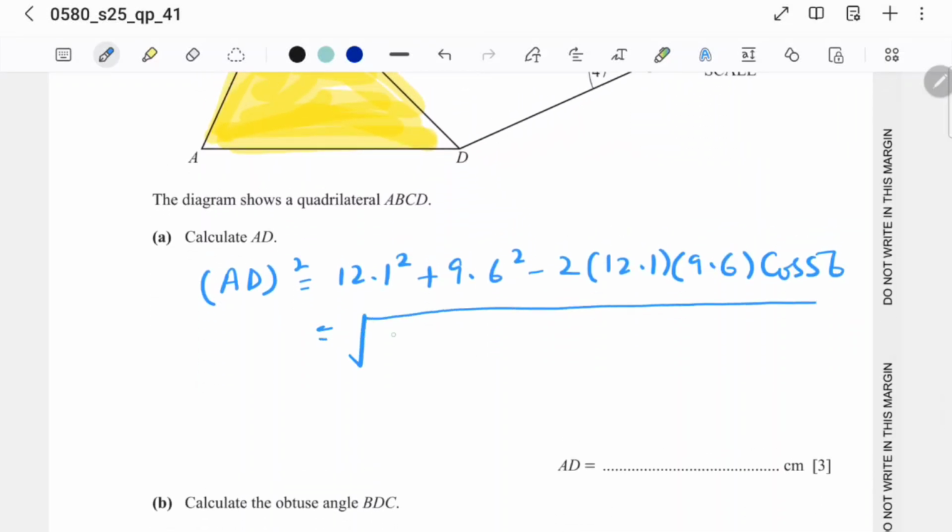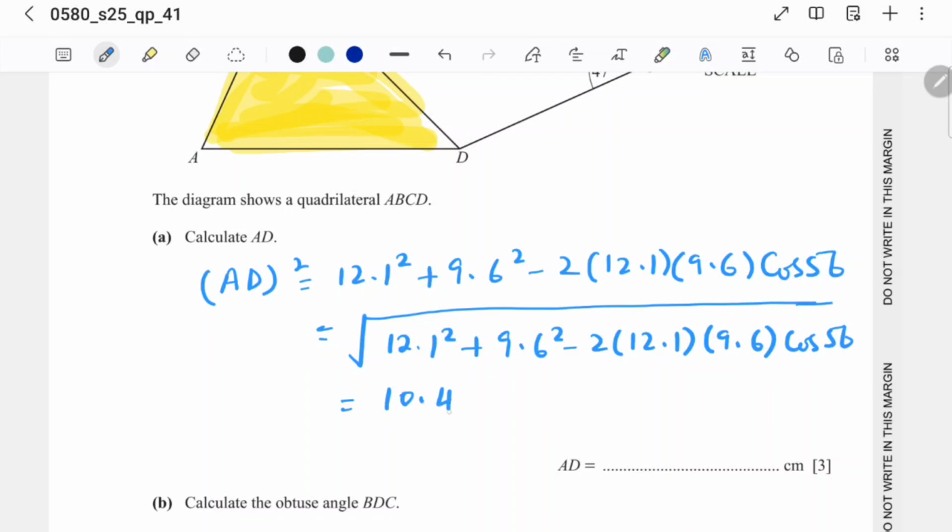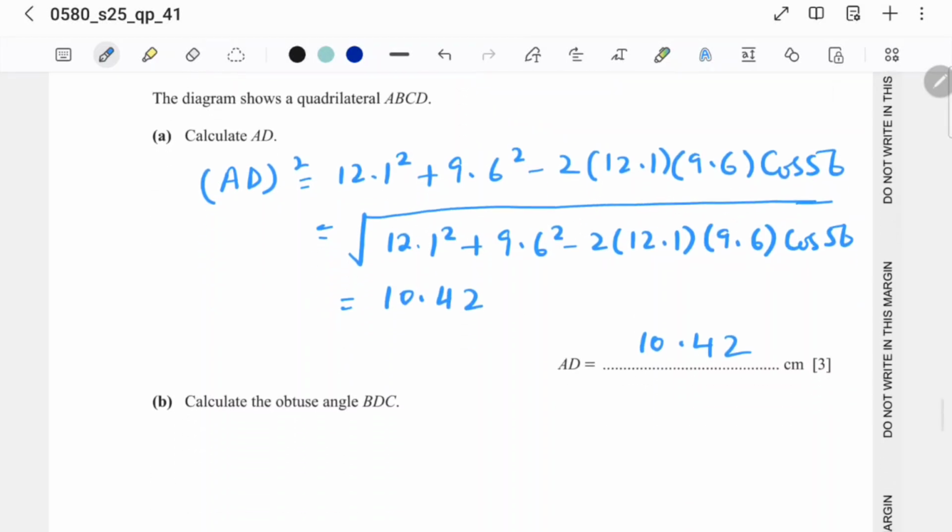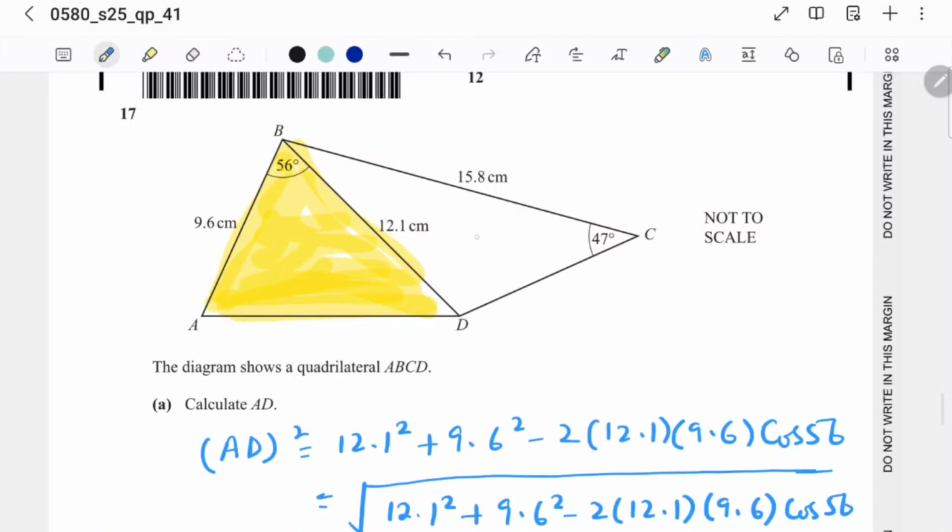Just find out the number there and add one more step. Calculate how much it is, and cos of 56. Alright, so that is coming 10.42. After that, obtuse angle BDC. This B to D to C, this angle is required. So that is two sides and a non-included angle.